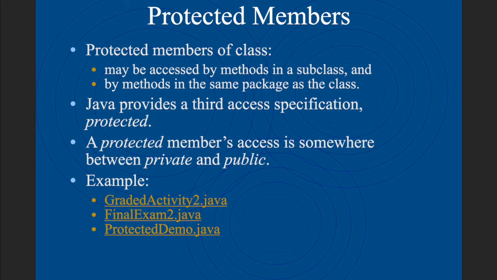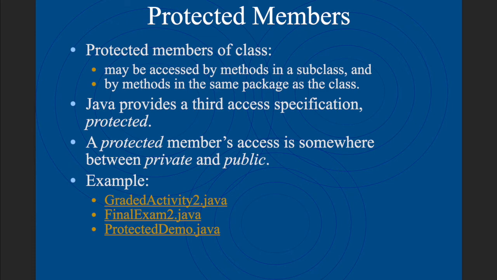And let's talk a little bit about protected members. Protected members of a class. So we already know private and public, and now it's time to take a look at protected members. Protected members of a class may be accessed by methods in a subclass and by methods in the same package as the class. Java provides a third access specification, protected.